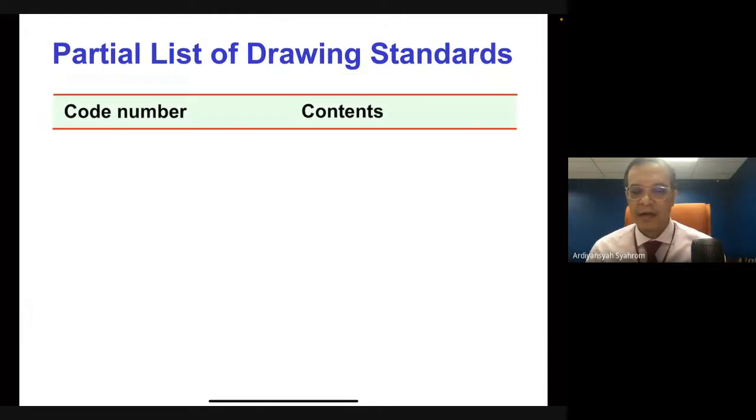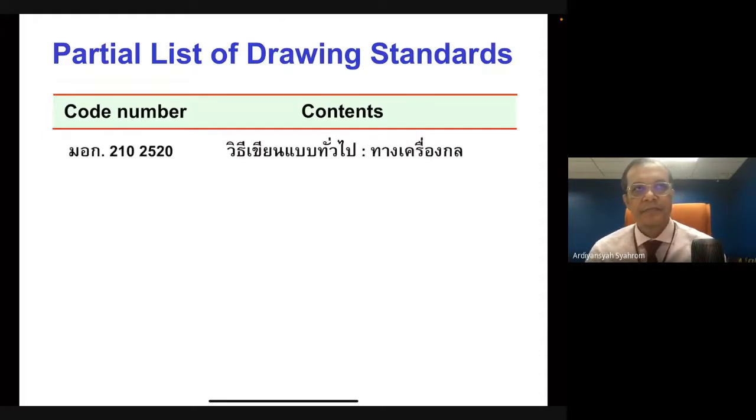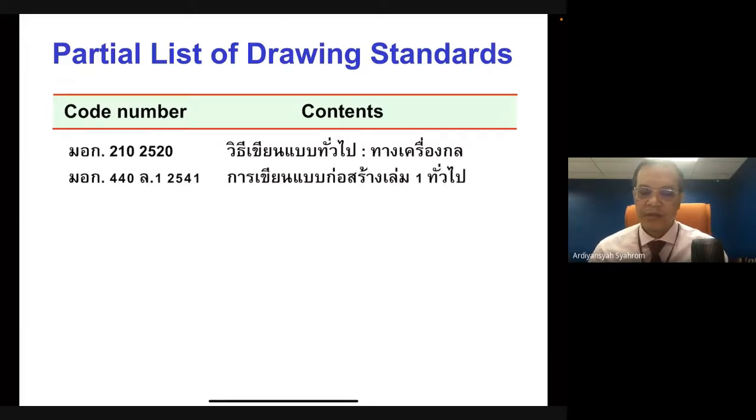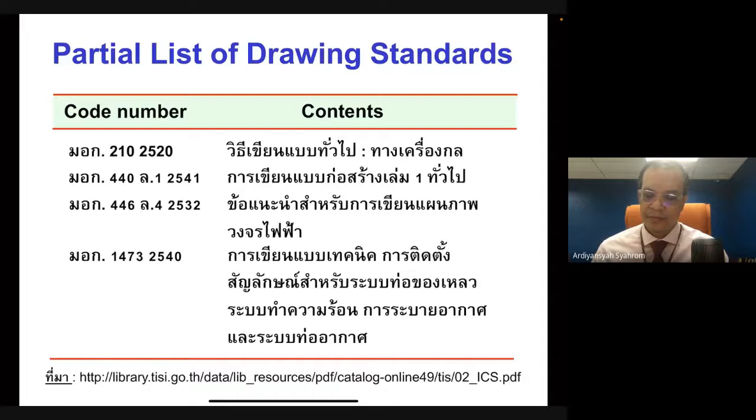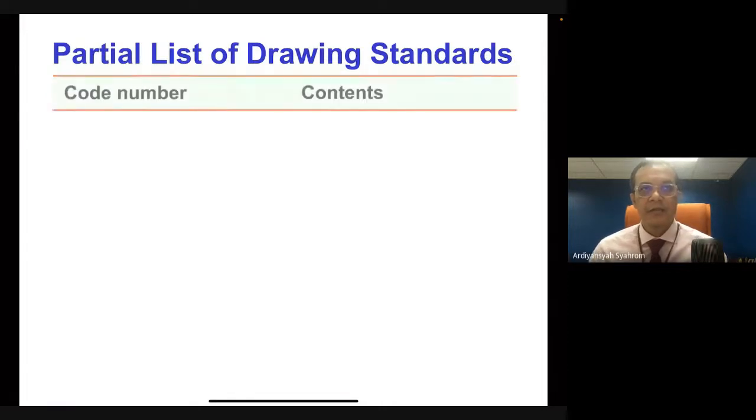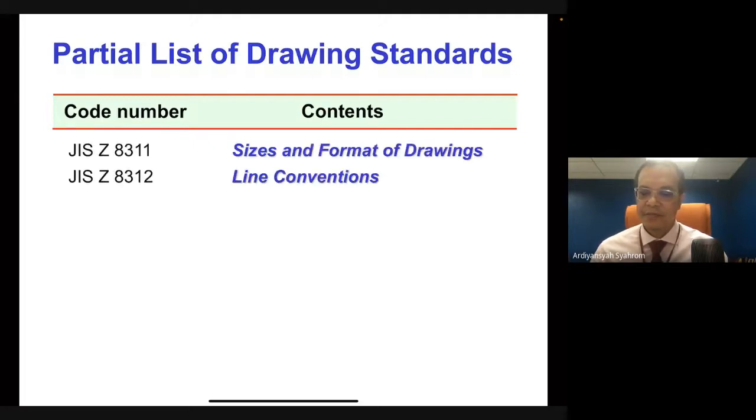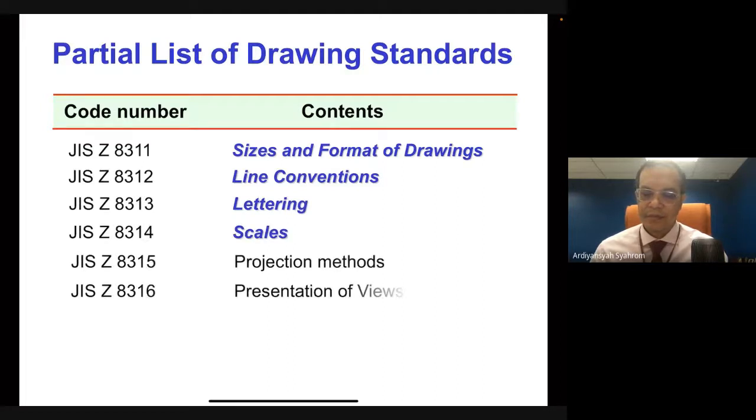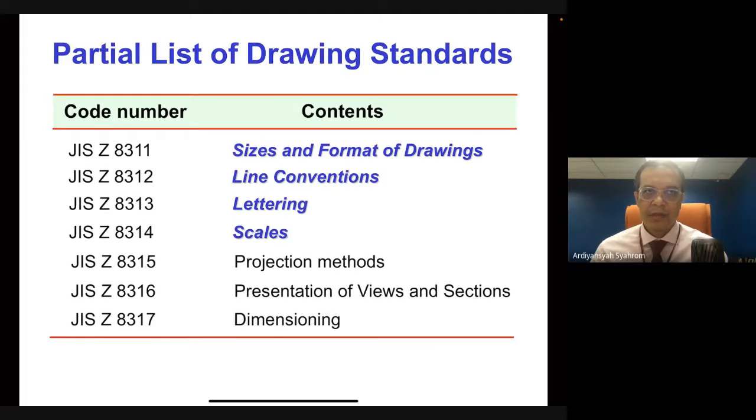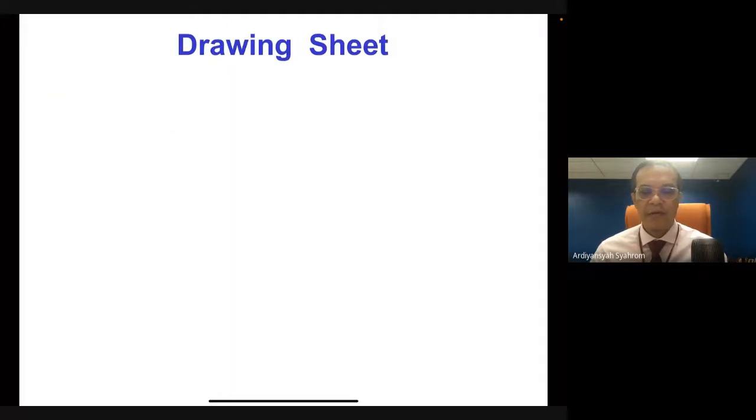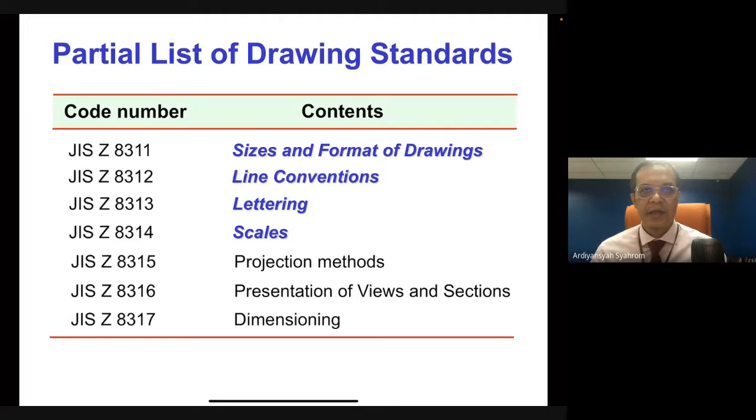Malaysia also has its own standard. This is the code, you can refer to that one. The numbering may be slightly different, it depends. Let's say like the British standard, there is some modification and upgrade.